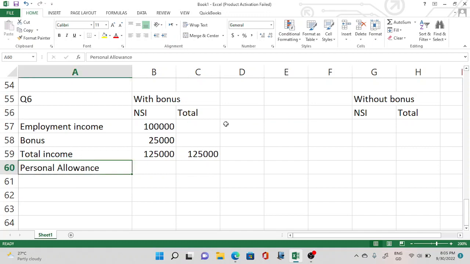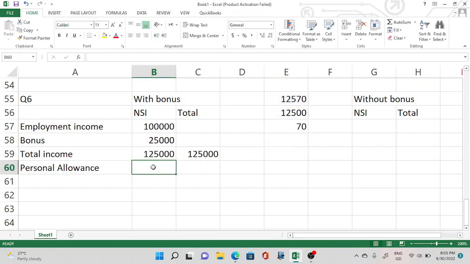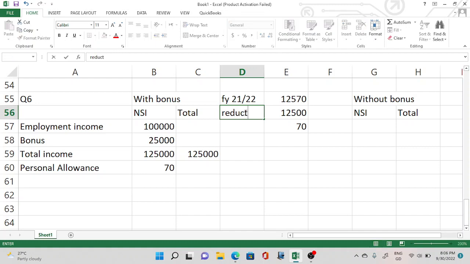And you are directly linking it up, so you can label it W1 or as it depends. So 125,000, link it up, minus 1 lakh, and this is this. So actually the reduction would be 70. So this 70, you can label it fiscal year 21/22, and this is the reduction, this is your P.